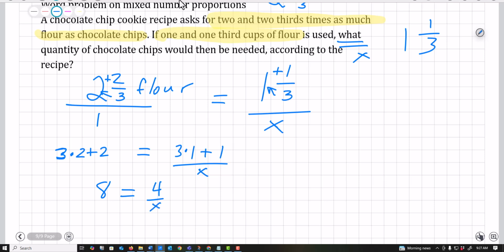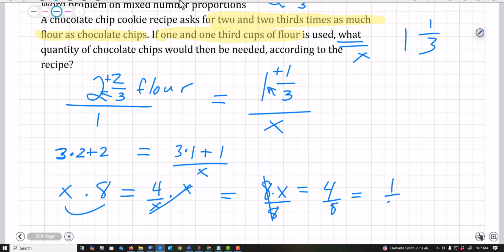And what you can do is that cross product where you multiply both sides by X. So that'll get rid of the X, which leaves me, I can change the order of this and just write it as 8x equals 4. Whenever you write a number next to a variable, that still implies multiplication. And I can finish this now. I can divide both sides by 8 because I'm trying to get rid of that 8 right there. And so I get x equals 4/8, or my final answer of 1/2. So the amount of chocolate chips needed is 1/2 cup.